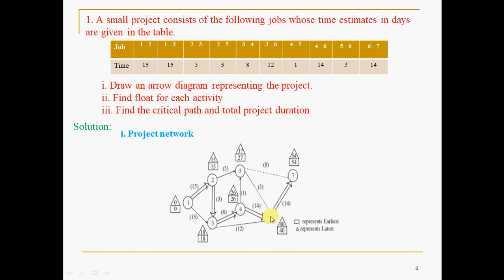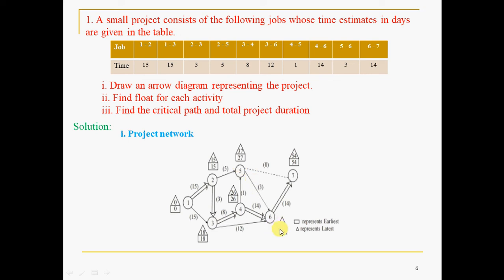Then next, 6. In how many ways can you reach 6? Like this you can come, like this, and like this. You have 3 forward paths to reach 6. Let us see. How to get the square box value of this? This plus this, 18 plus 12, that is 30. If you come from 4 to 6, 26 plus 14, 40. If you come like this, the previous square box value at this node plus this value, nothing else, 27 plus 3.